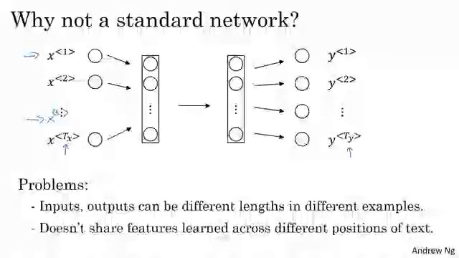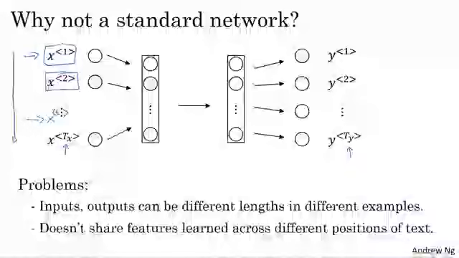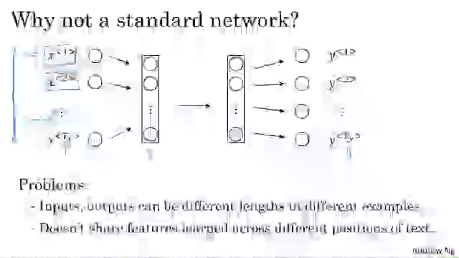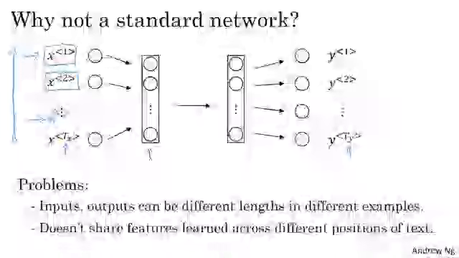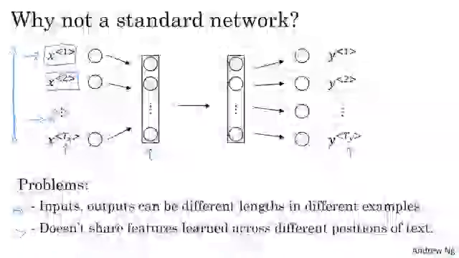Previously we said that each of these is a 10,000 dimensional one hot vector, and so this is just a very large input layer. If the total input size was the maximum number of words times 10,000, the weight matrix of this first layer would end up having an enormous number of parameters. So a recurrent neural network, which we'll start to describe in the next slide, does not have either of these disadvantages. So what is a recurrent neural network?